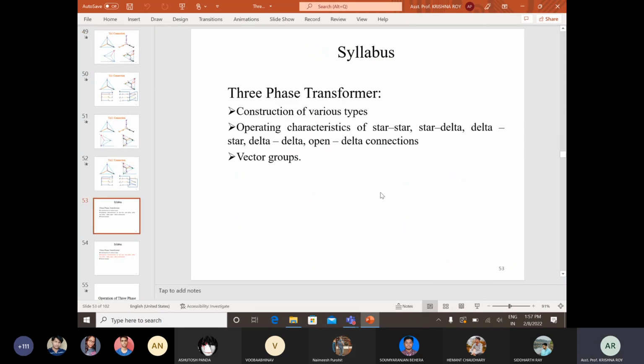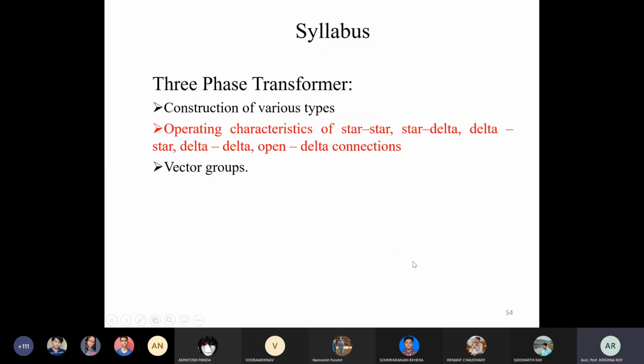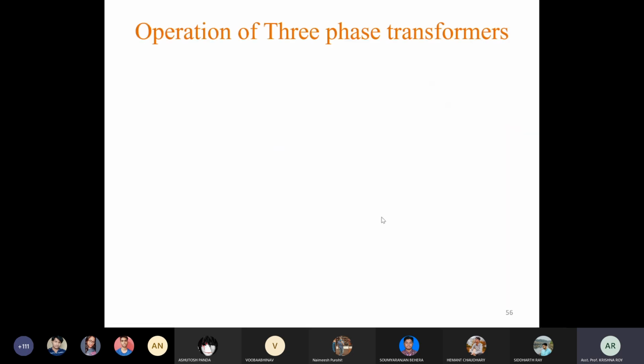So next topic is the operating principle of all these different types of connections. So star star, star delta, delta star, delta delta, these are very simple. We have to do this open delta connection more elaborately. Okay, so let us consider the first connection, that is star connection.